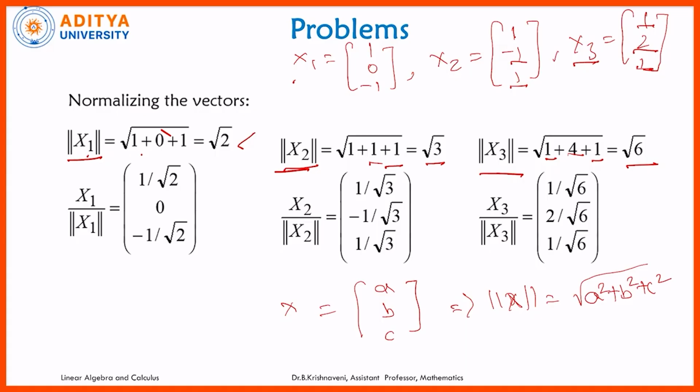Now, the normalized form is x1 by norm x1. What we need to do here is divide each element of the vector by its norm, which gives the normalized form of the vector. So x1 by norm x1 gives the normalized form of x1, that is 1 by root 2, 0 by root 2, minus 1 by root 2. x2 by norm x2: 1 by root 3, minus 1 by root 3, 1 by root 3. x3 by norm x3: 1 by root 6, 2 by root 6, 1 by root 6.